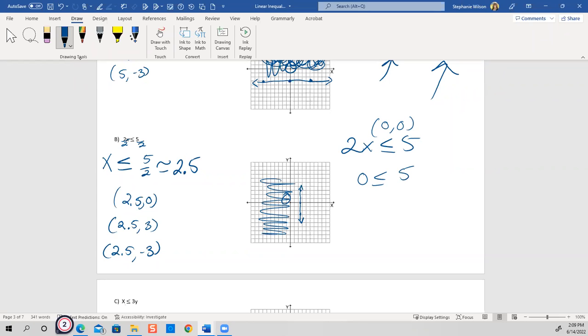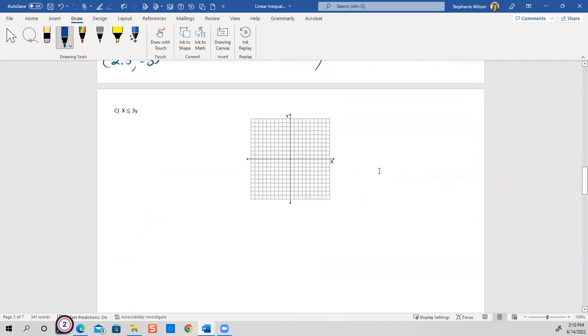Sometimes it's not true, so we wouldn't shade it. But even though this is not the case here, it is true this time, I'm just saying if it wasn't true, find another point on the other side and check it to make sure that you didn't do a mathematical error. It helps when you use 0, right? Because it just automatically cancels it out. It's very obvious.